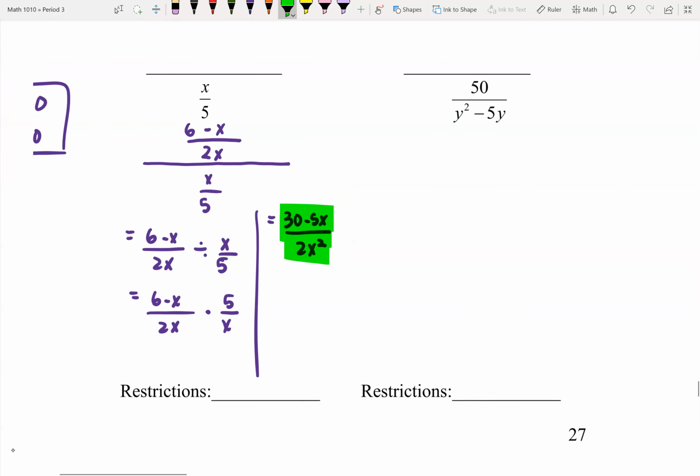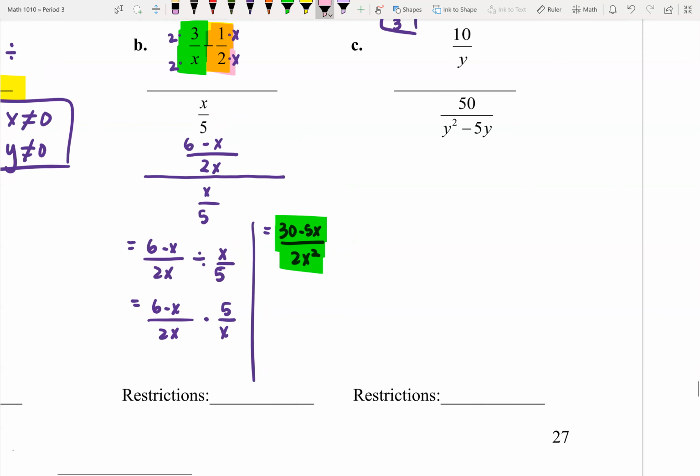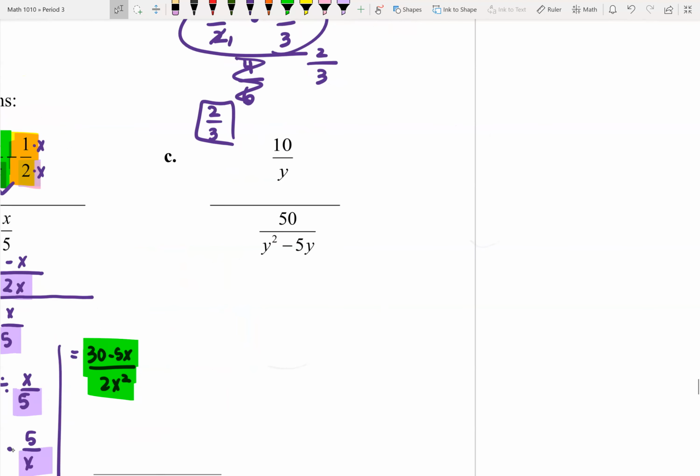I usually wait to the end to list my restrictions. Look right here. Anything highlighted in purple is going to be a restriction because it's in a denominator. So the 2's and the 5's, I don't have to worry about that. This x right there tells me that x cannot be 0. And that's all I've got, because all I've got are 2's and 5's and x's. And so that's it, okay?